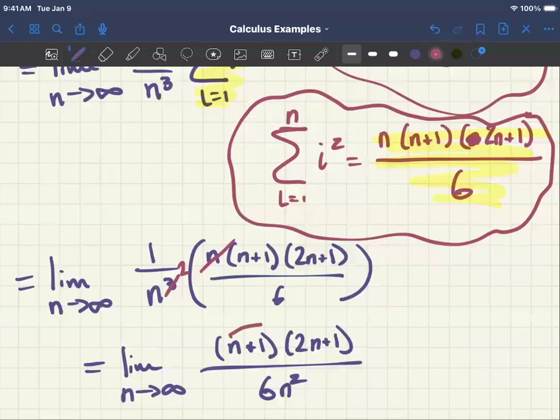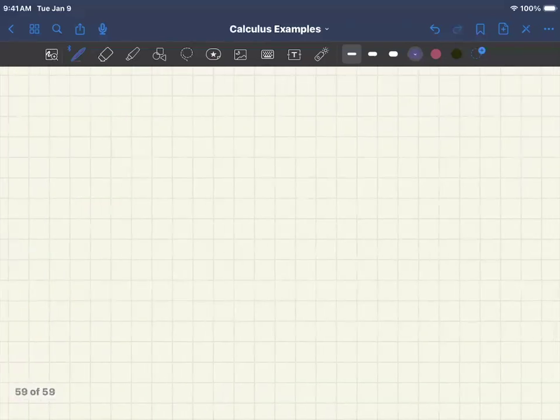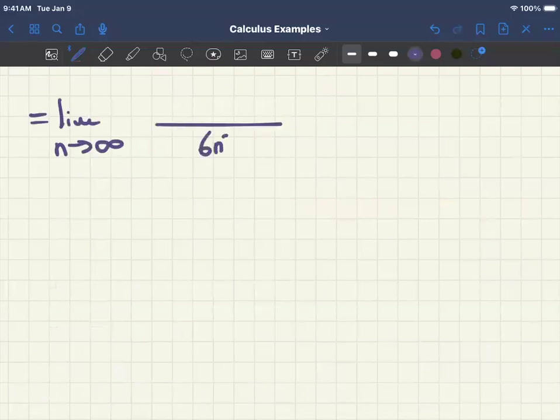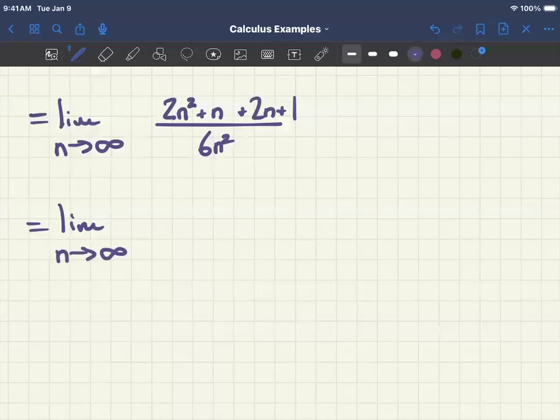Now we can distribute and multiply our numerator all the way out. Don't forget, it's going to be a little bit of work, but we can do that. We end up with 6n squared on the denominator. The numerator ends up with 2n squared plus n plus 2n plus 1. I'm going to rewrite that once more because we can put together those two middle terms to get 2n squared plus 3n plus 1 over 6n squared.